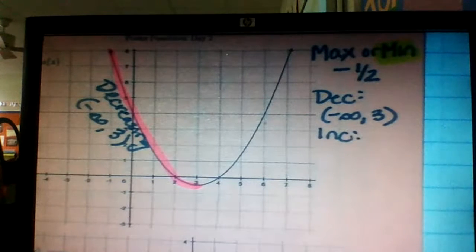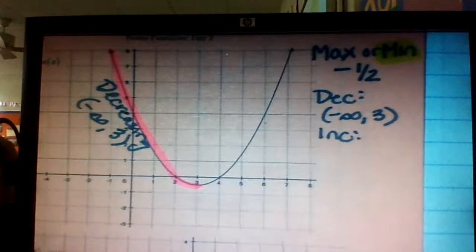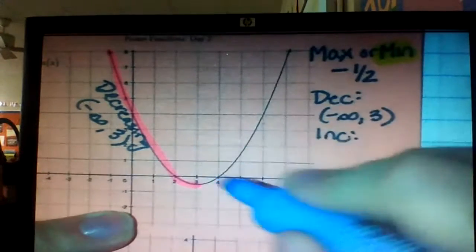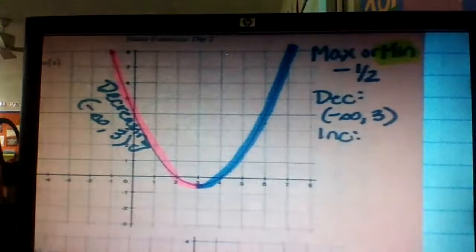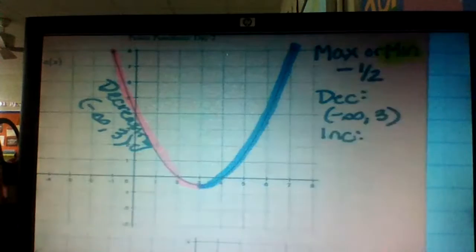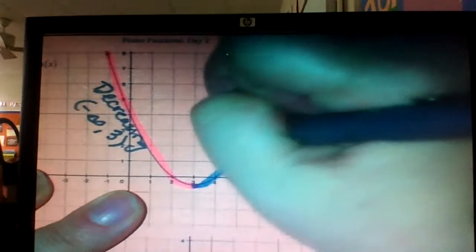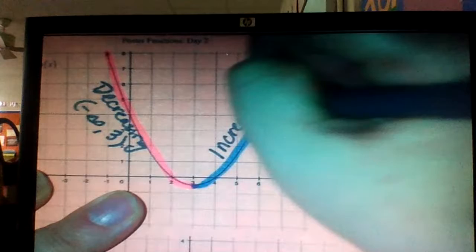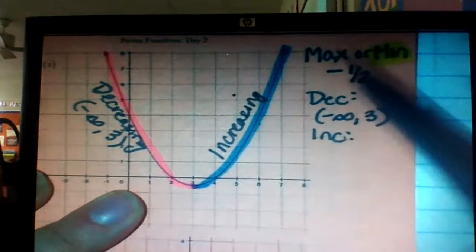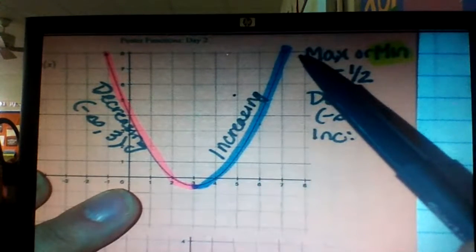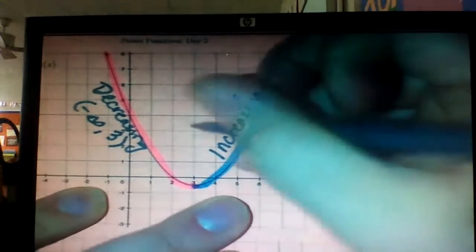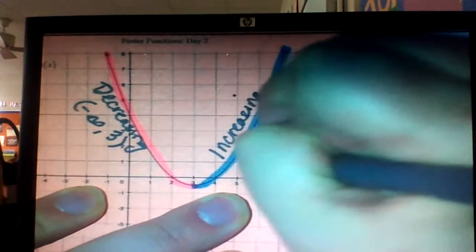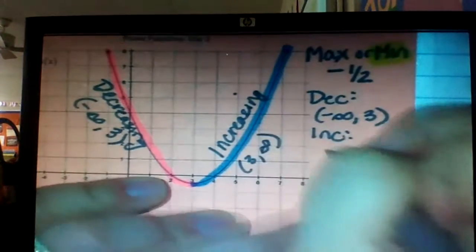If I stop decreasing, I've got to be doing something else. So I'm increasing now. Where do I start increasing? 3. And when do I stop? +infinity. There's an arrow here. It's very tiny, but it's going to continue to go. So it's going to continue to increase. So it increases from 3 to +infinity.